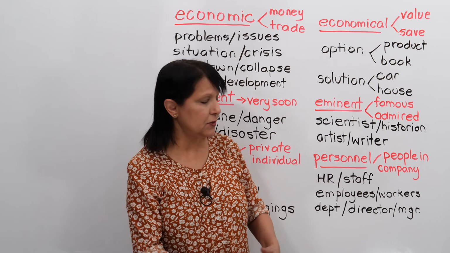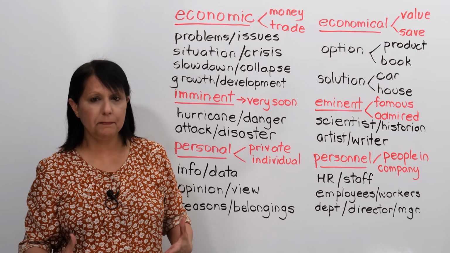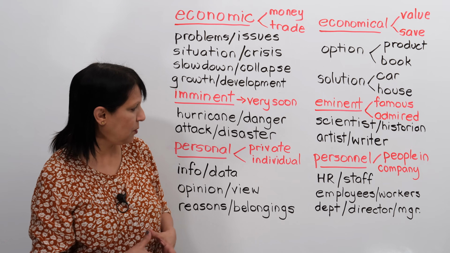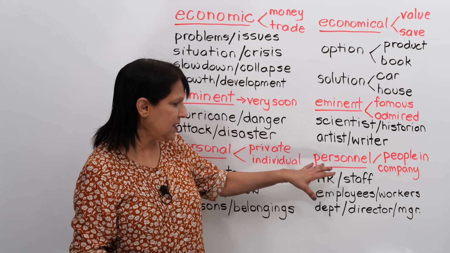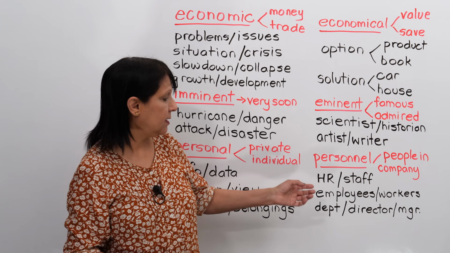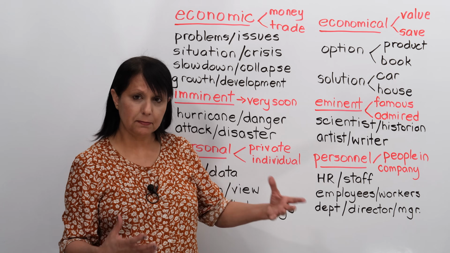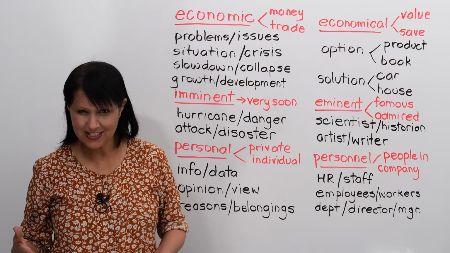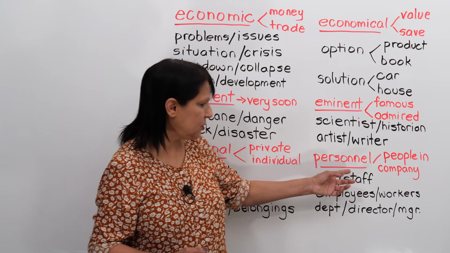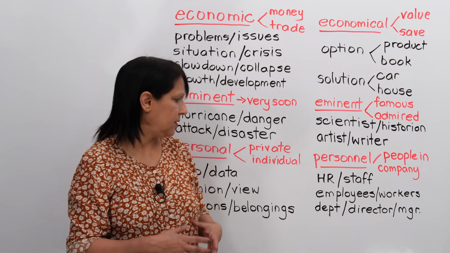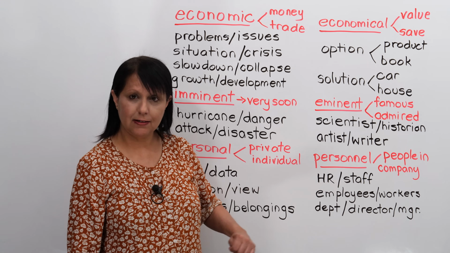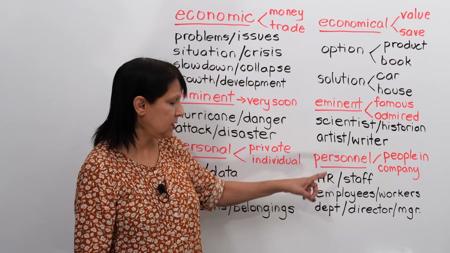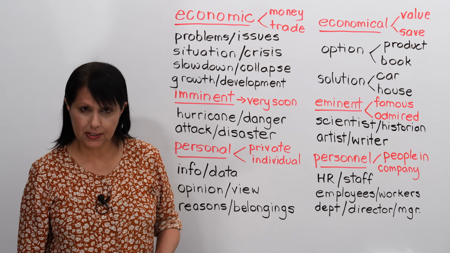Next, we come to personnel. So personnel refers to the people who work in a company or an organization or an association or anything like that, okay? So we sometimes call it the personnel department. Very often that personnel department is actually referred to as HR, human resources, right? And personnel has to do with the staff, the workforce, the employees who are there, the workers who are there, okay?